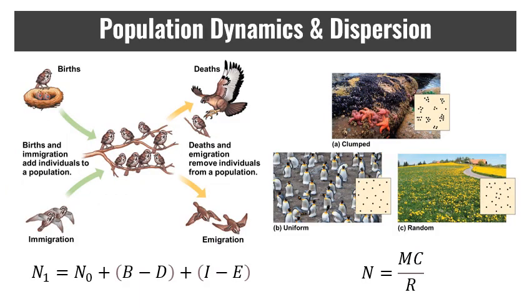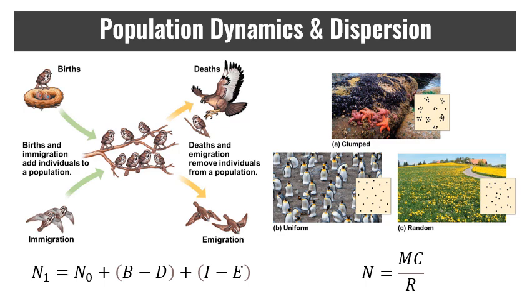Population is going to be going up because of births and immigration. Populations will be going down because of deaths and emigration, but overall we'll see population change over time because of that value. Immigration and emigration are often excluded, so you might just be looking at births and deaths.